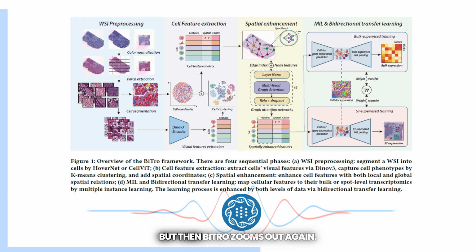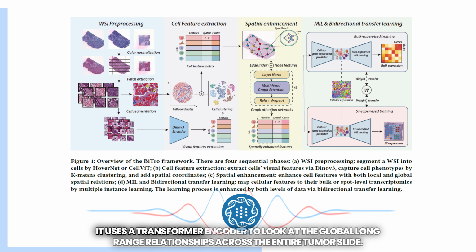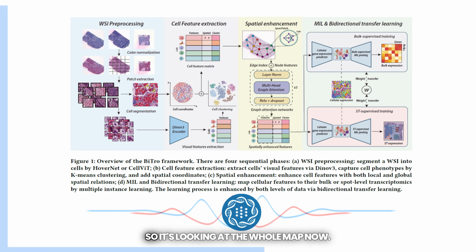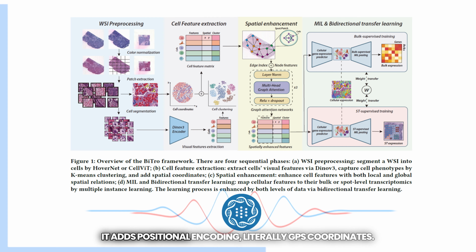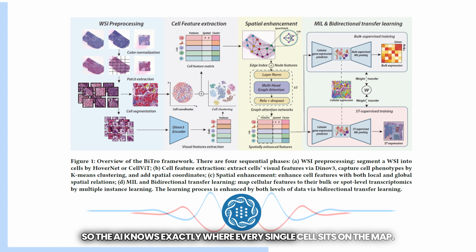It does. But then BiTro zooms out again. It uses a transformer encoder to look at the global long-range relationships across the entire tumor slide. So it's looking at the whole map now. Right. It adds positional encoding, literally GPS coordinates. So the AI knows exactly where every single cell sits on the map.